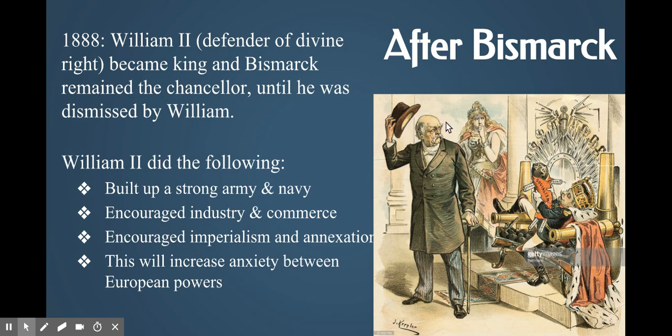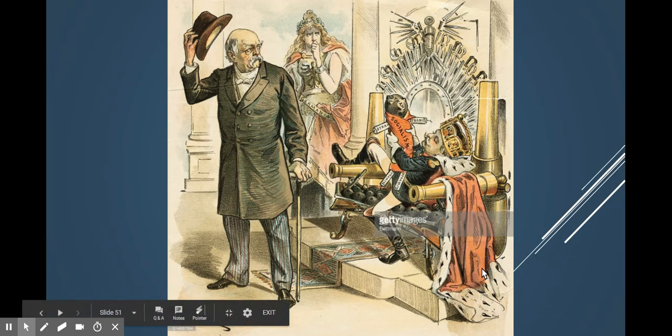So again, here you see Bismarck, dignified, walking away from Wilhelm II. Here you have Germany in the back, looking very worried and concerned, and here's Wilhelm II playing with his little socialist doll with the TNT arms sticking out. Everything's about ready to explode. And he's sitting on all these cannonballs on his throne. Okay. And so this is kind of showing you what the concern is with Bismarck leaving and Wilhelm II sort of going crazy with all this militarism.